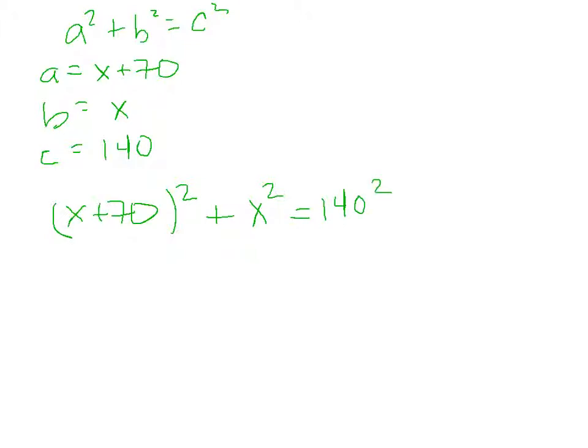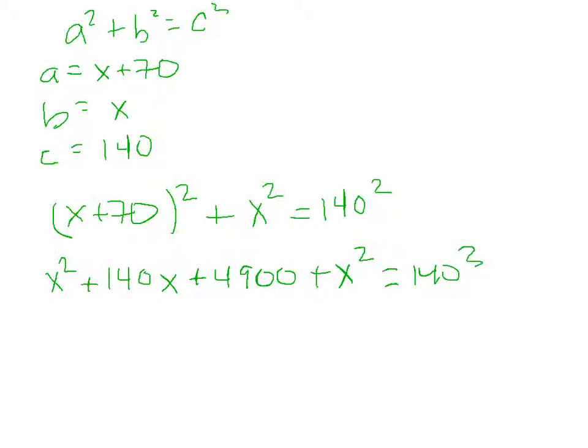After foiling out x plus 70 squared, I get x squared plus 140x plus 4,900 plus x squared equals 140 squared. After simplifying a bit, I get 2x squared plus 140x plus 4,900 equals 19,600.